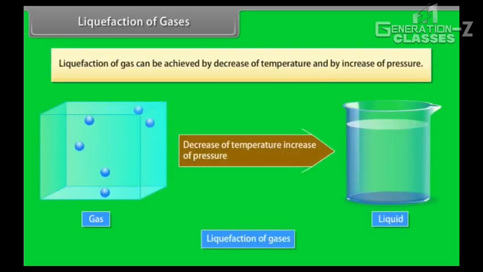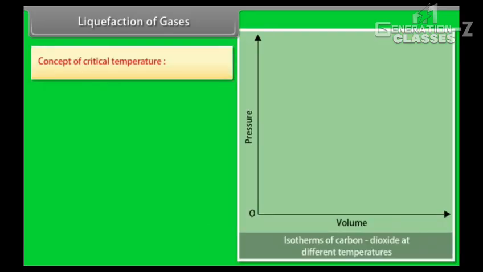Liquefaction of gases. Liquefaction of gas can be achieved by decrease of temperature and by increase of pressure. Concept of critical temperature. At a low temperature, 13.1 degrees Celsius, CO2 exists as gas at low pressure, as shown by point A. As the pressure is increased, the volume of gas decreases along the curve AB. At point B, liquefaction starts. Hence, volume decreases rapidly along the line BC. At point C, the liquefaction is complete.